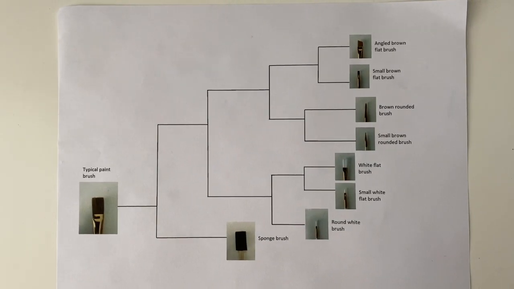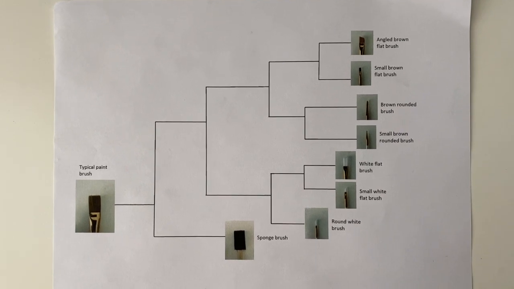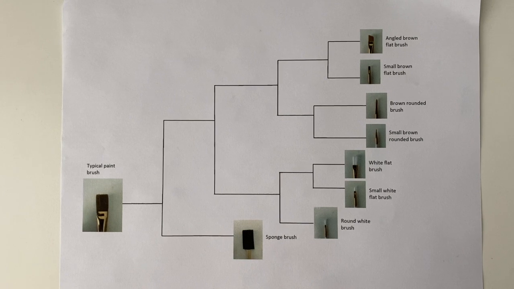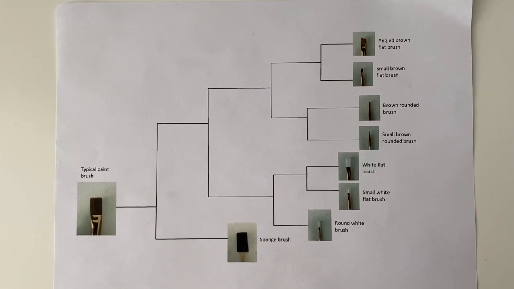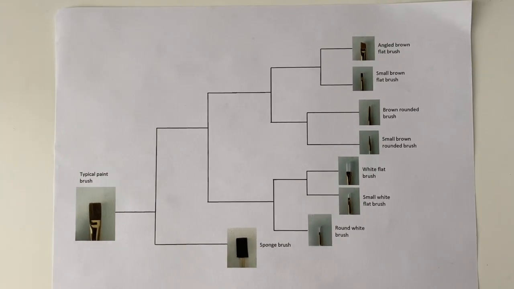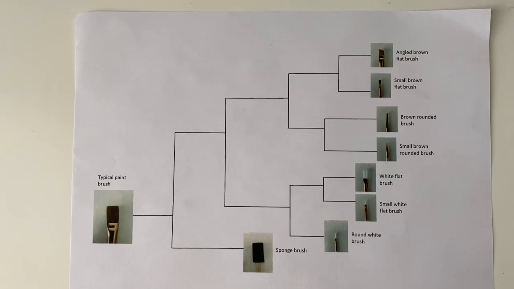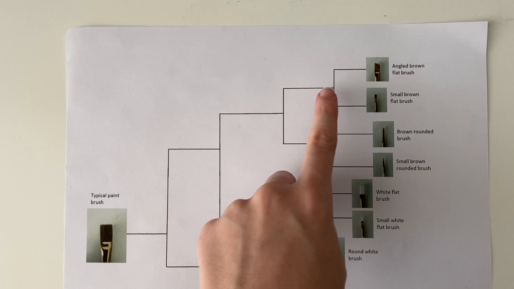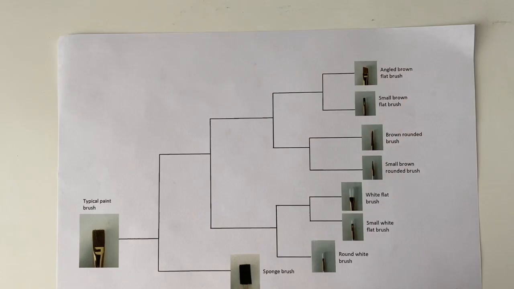Now that we have our phylogenetic tree, we can place some vocabulary words with it. So we can say that this whole tree represents anagenesis, which is the evolution within a lineage over time. So let's say this whole singular pathway right here represents anagenesis.